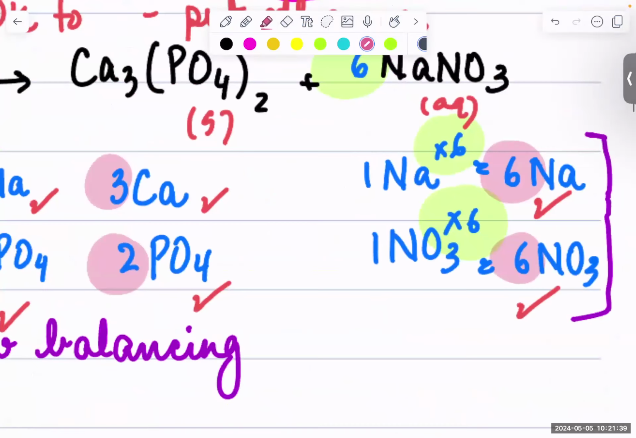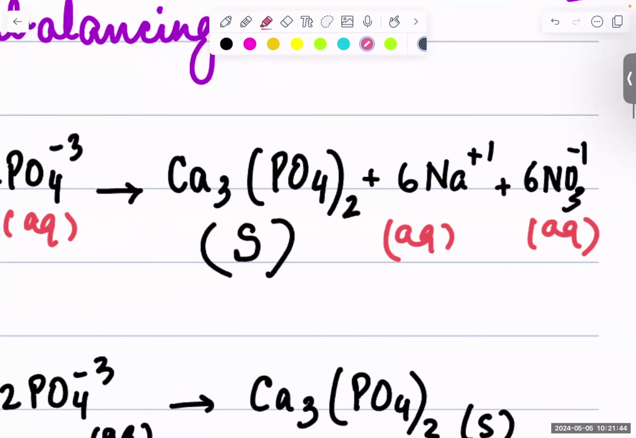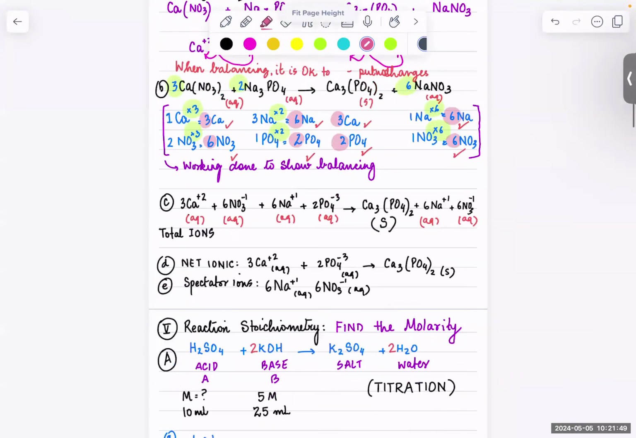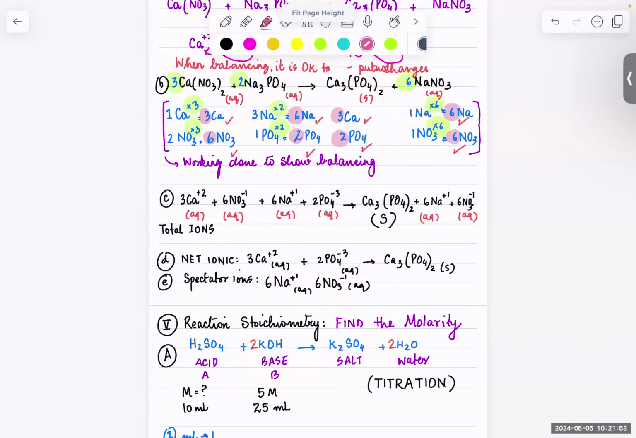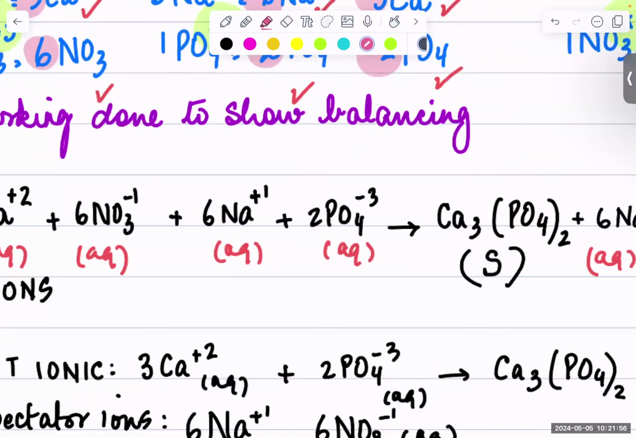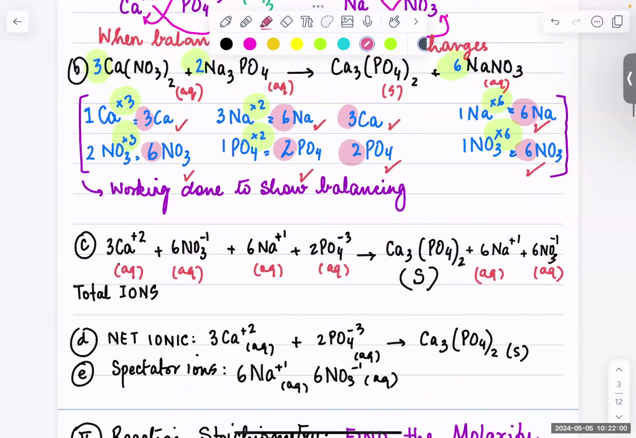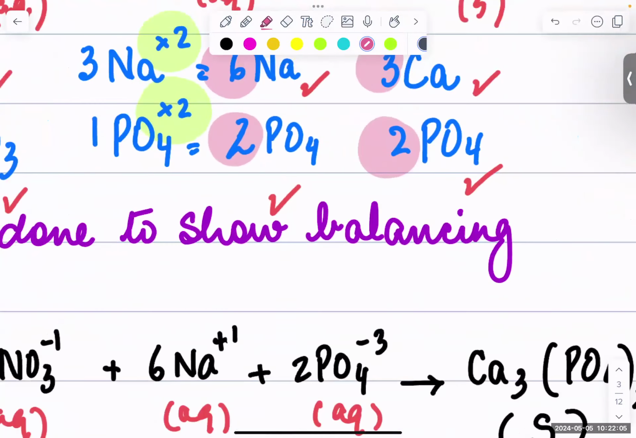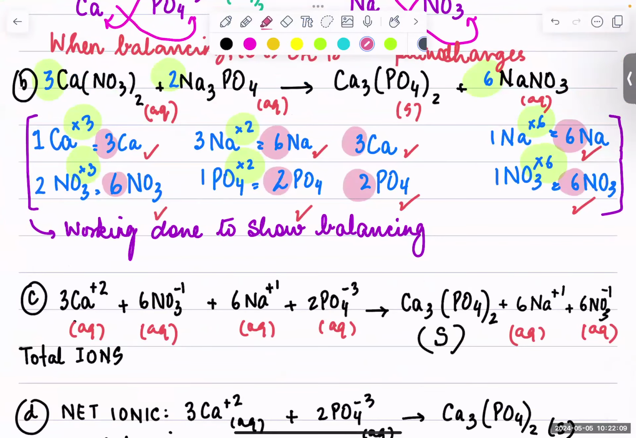We have 6 sodiums. So students are able to balance. Interesting thing is students are able to balance. Now in the next step, they just have to put the charge. So 6 sodium is plus 1 charge. And here you have 6 nitrates. So now just put 6 nitrates here. Okay. Then you have 6 sodiums here, right? And then just put 6 sodium with plus 1 charge. Same thing, nothing different. 2 phosphates, now just put the charge plus minus 3, okay? And then you have 3 calciums, right?